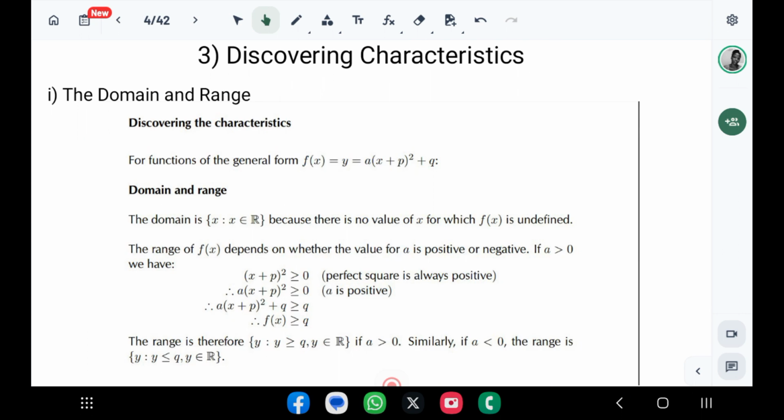Now let's discover characteristics one by one. Let's start with the domain and range. The domain is very simple for all kinds of quadratic functions.